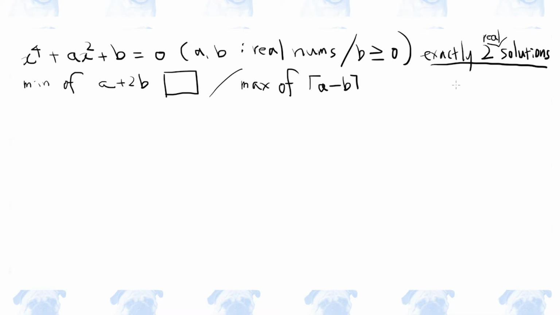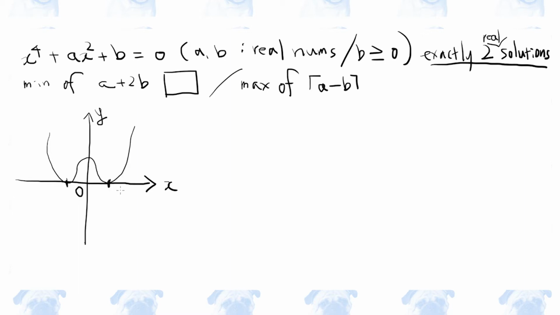The most important piece of information that we are given in this question is the fact that this quartic equation has exactly two real solutions. So that means that the graph of this equation looks something like this. The graph touches the x-axis twice, like this.